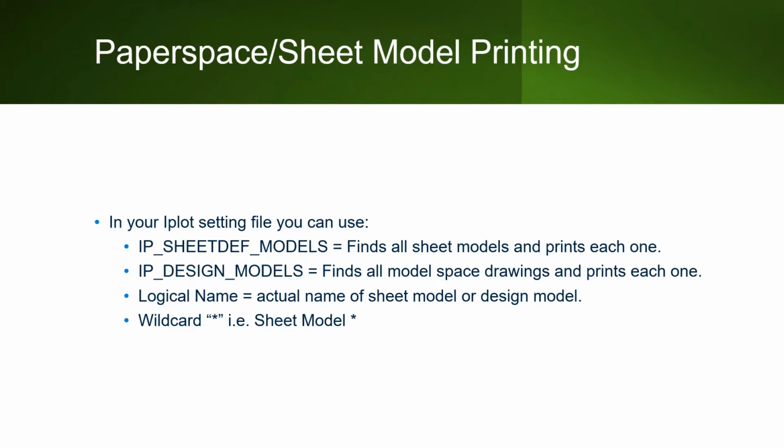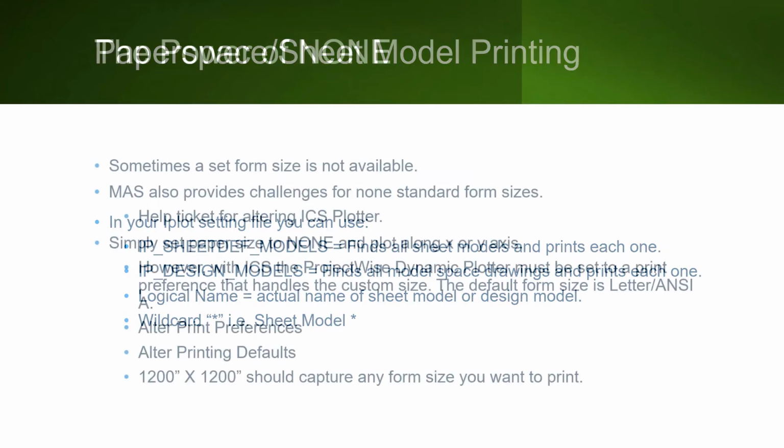Or we could just use the sheet definition variable here, the IP sheet definition models, to just print all of the models in the views of that drawing. And that way we can cut each sheet and then name it appropriately based off of your naming standard so that we don't accidentally overwrite each particular sheet model as they produce.